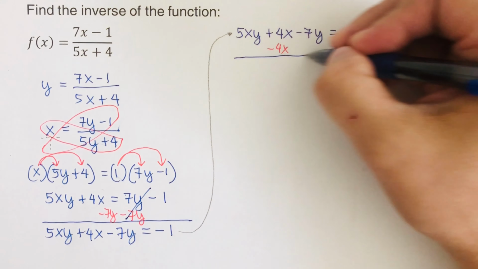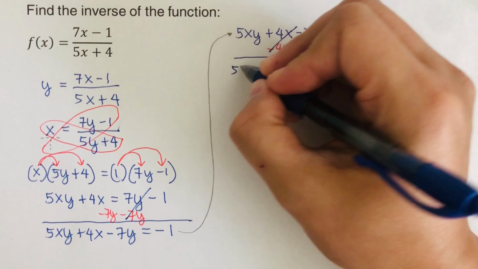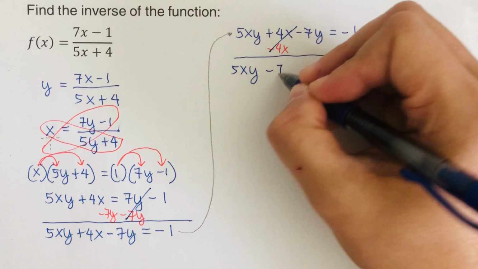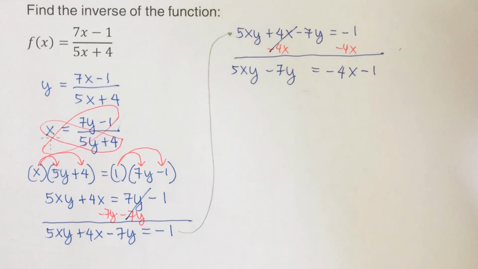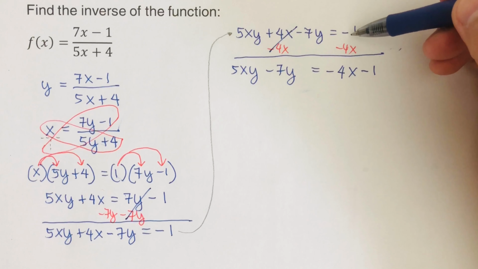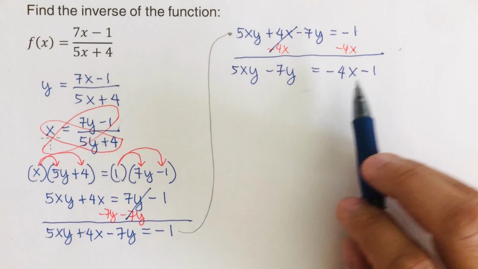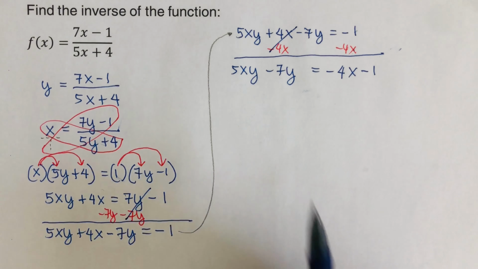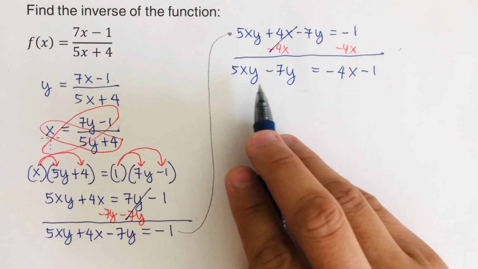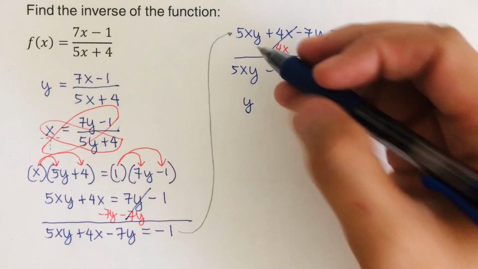So then this would come out 5xy minus 7y is equal to negative 4x minus 1. Now notice this is not negative 5x, because again, these two are unlike terms. That means we can't combine them together, but we can write them as separate terms, negative 4x minus 1. So then from here, we will factor out the y, or again, we can use the distributive property backwards to solve for y. So I can go ahead and factor out the y.